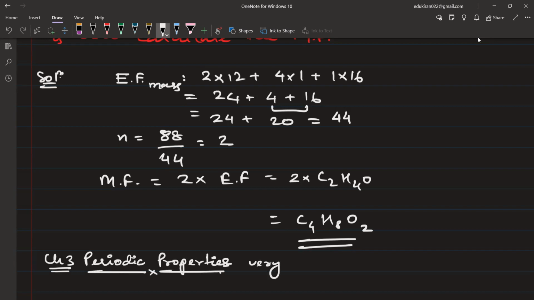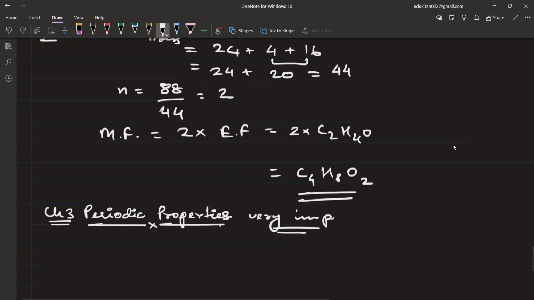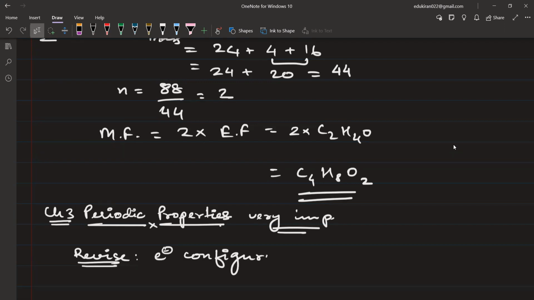This is a very important chapter. Okay, now for this, you are going to revise electronic configuration. Okay, you are going to revise electronic configuration. Done, everyone? Yes or no, please tell me. Is everyone done? Yes.